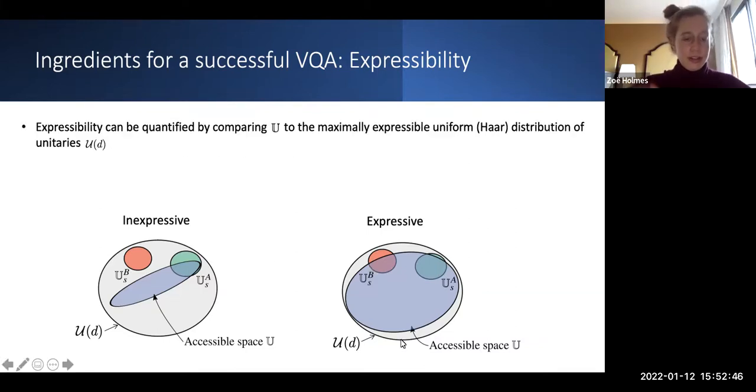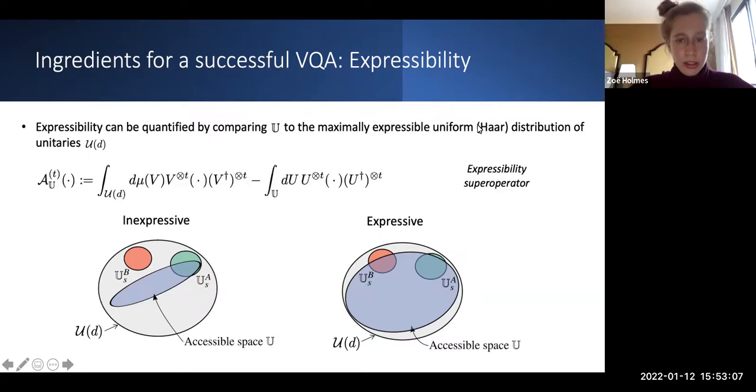Okay, so that's a pictorial understanding of expressibility. I'm now going to try and quantify it, pin it down a little bit more. In essence, the expressibility of an ansatz can be quantified by comparing the ensemble of unitaries accessible by an ansatz to the maximally expressive uniform, i.e. Haar, distribution of unitaries. One way we do this is by introducing the expressibility operator A. This is just the difference between the t-fold channel induced by a Haar random unitary versus the t-fold channel induced by the ensemble of unitaries accessible by the ansatz.